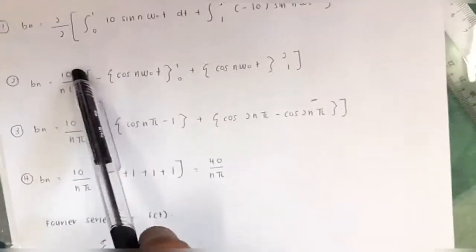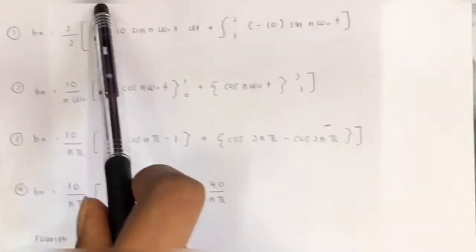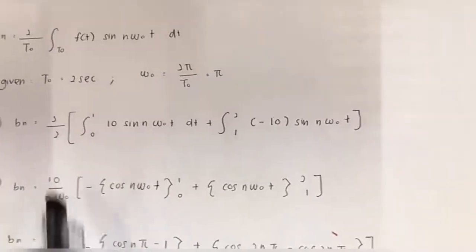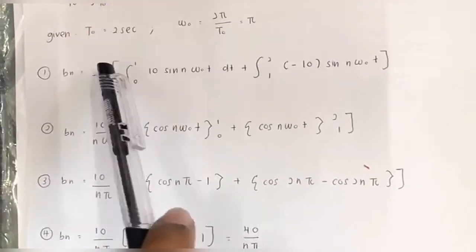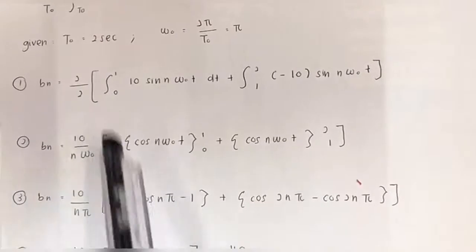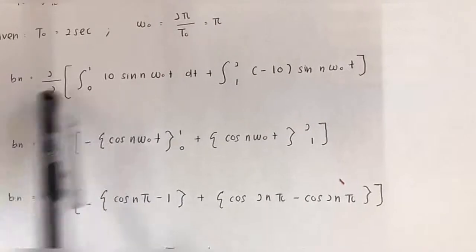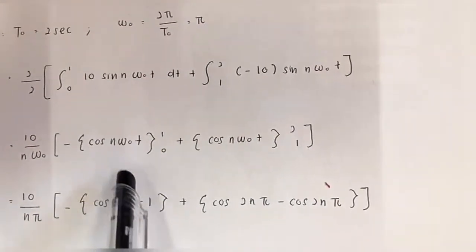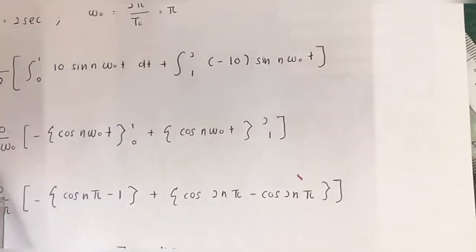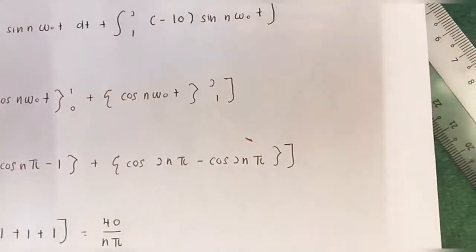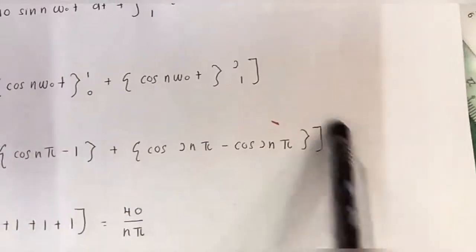Step 1, substitute the given T0, 2 seconds, into the equation, and also substitute the function 10 as stated just now into the equation. Step 2, after dividing 2 by 2, we should get a 1, and we are going to integrate this equation with respect to t. So we'll bring nW0 out of the bracket, also 10 out of the bracket. The next step, we are going to integrate now.